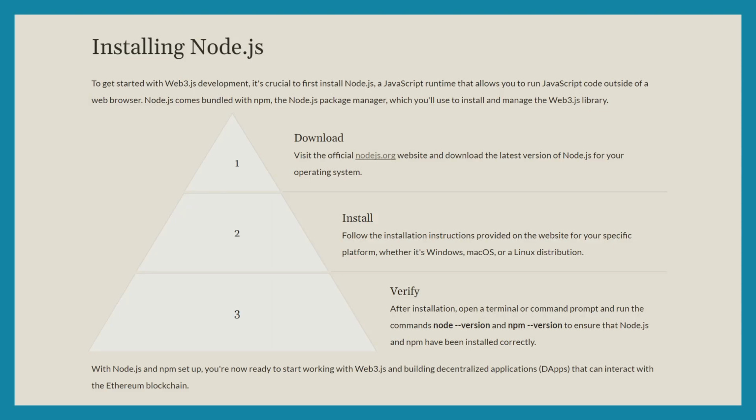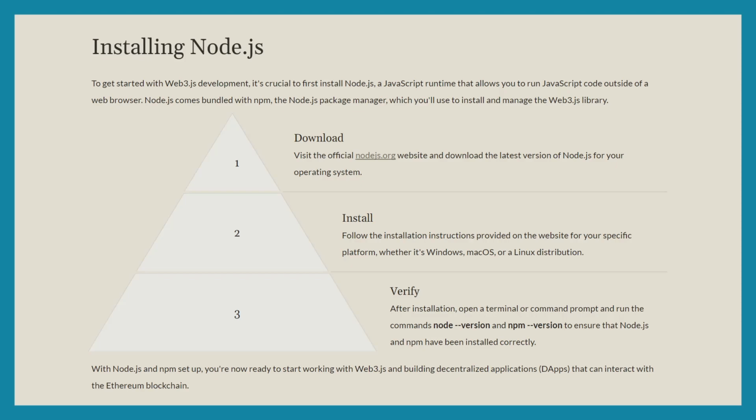So the very first step is installing Node.js. The first crucial step is to install Node.js, which is a JavaScript runtime that allows you to run JavaScript code outside of a web browser. This comes bundled with NPM, the Node.js package manager, which you'll use to install and manage the web3.js library. Right? So I have just put it in a flowchart for you to understand.